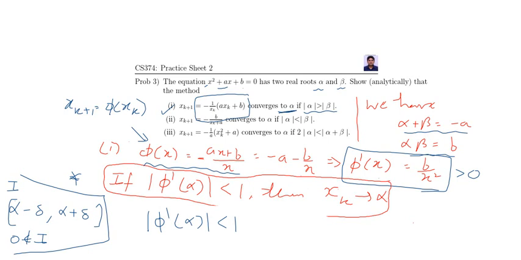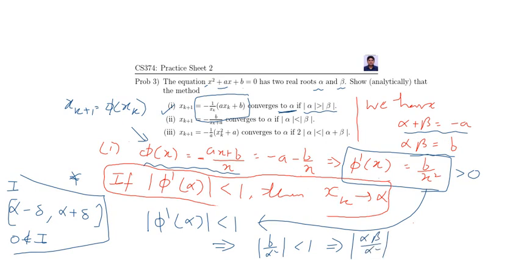From this relation, what it will give you is, this implies mod of b by alpha square is less than 1. This implies mod of b is alpha times beta, by alpha square is less than 1. Alpha will get cancelled, mod beta by mod alpha is less than 1, so this implies mod beta is less than mod alpha. So this condition is satisfied only if you have mod beta less than mod alpha.